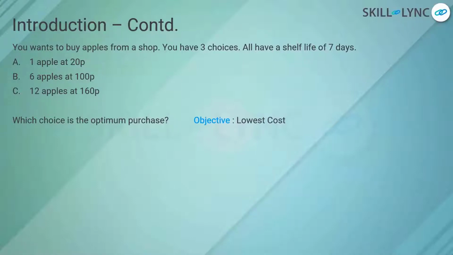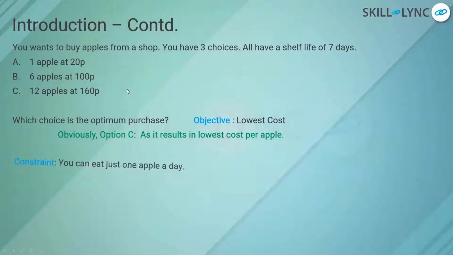When we say optimum purchase, we need to understand what our objective is. Obviously the objective is that I want to pay the lowest possible money, and in this case we can say that is the lowest cost per apple. So it is a simple problem. We can easily work out that option C results in the lowest cost per apple. That would be the easy choice. But what if I introduce a constraint?